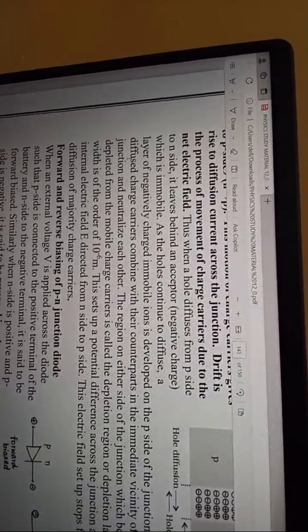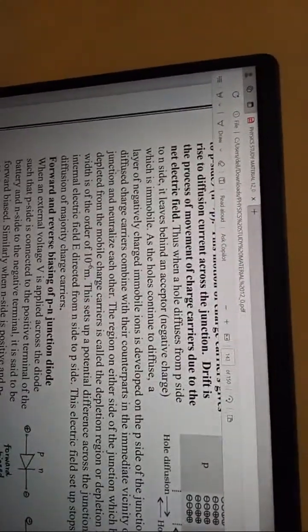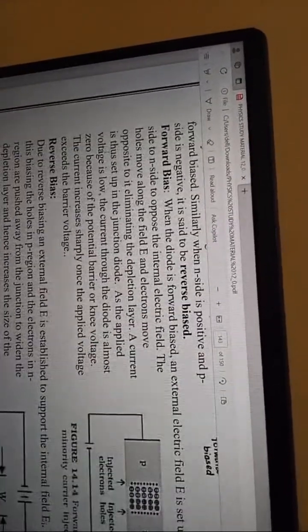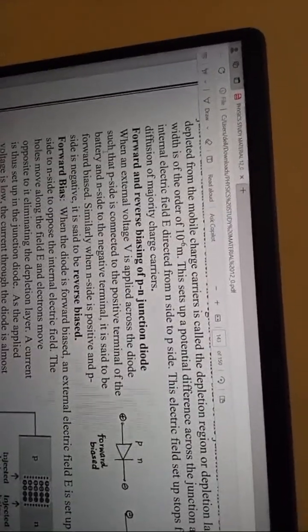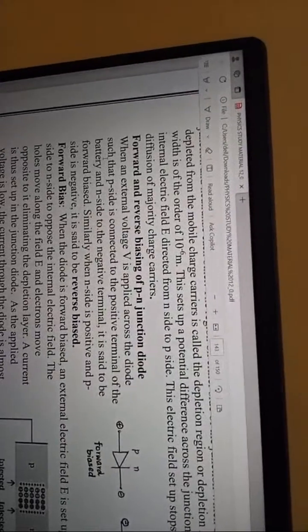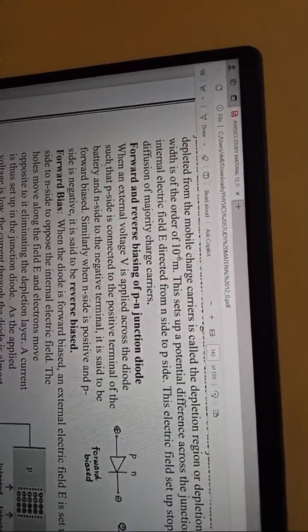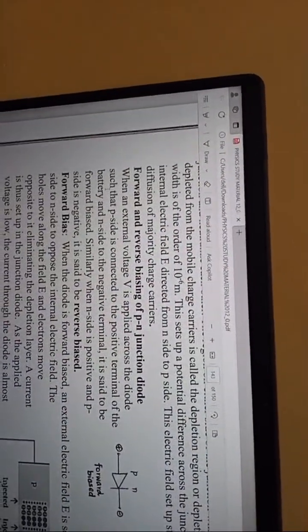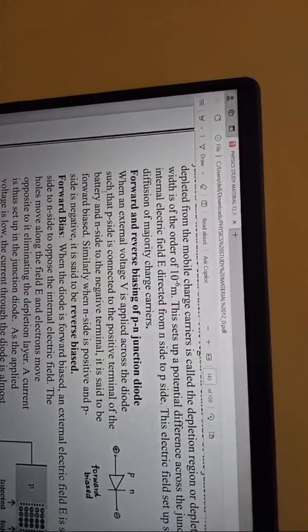Forward and reverse biasing of p-n junction diode. When an external voltage V is applied across the diode such that P side is connected to the positive terminal of the battery and N side to the negative terminal, it is said to be forward biased.